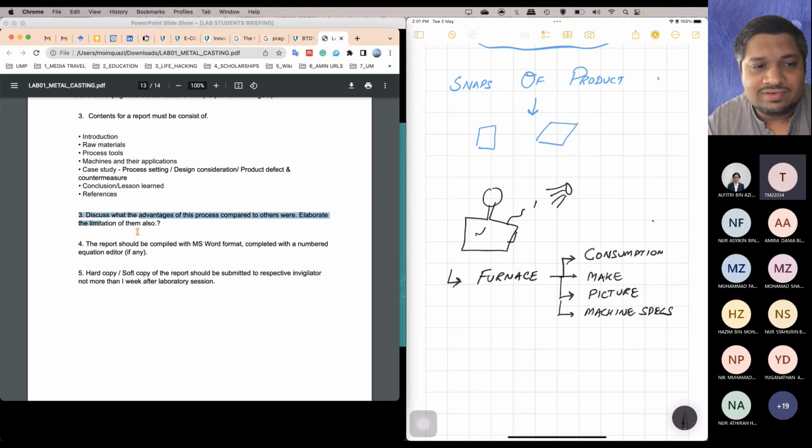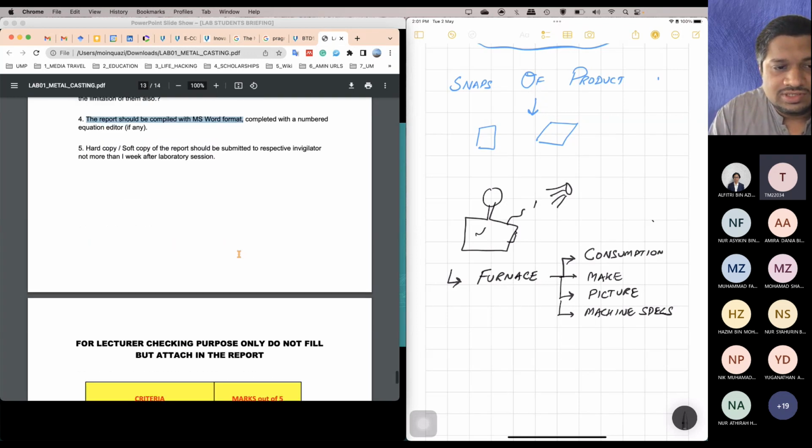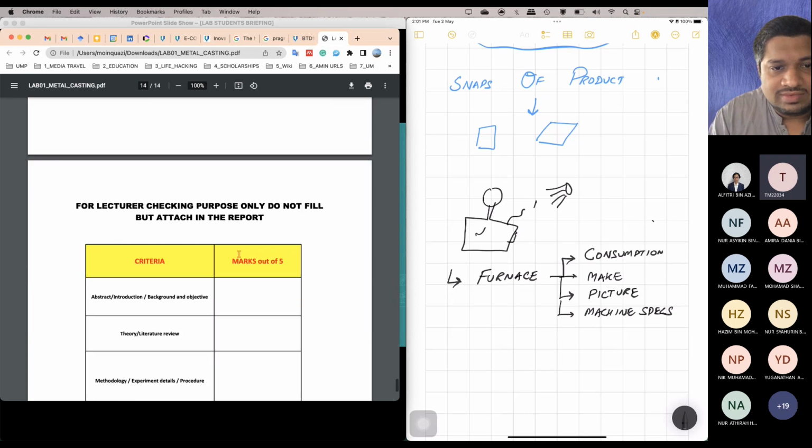Then you have to answer these two questions. Okay. Discuss the advantages and disadvantages of these two. Once you have completed the report, you have to submit the report in Word or PowerPoint format, no problem. If it is in PDF format, no problem. So this is how you need to complete the report.